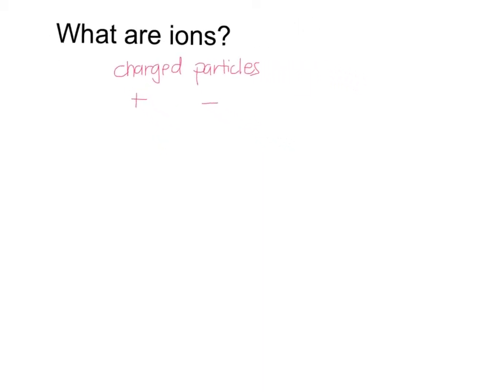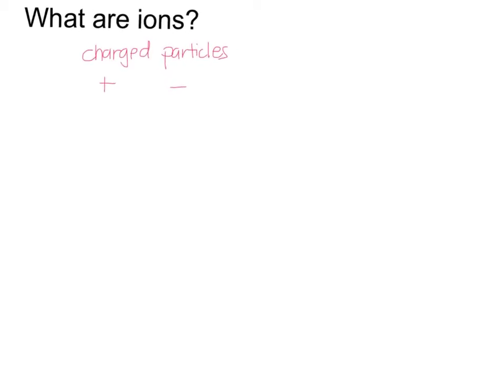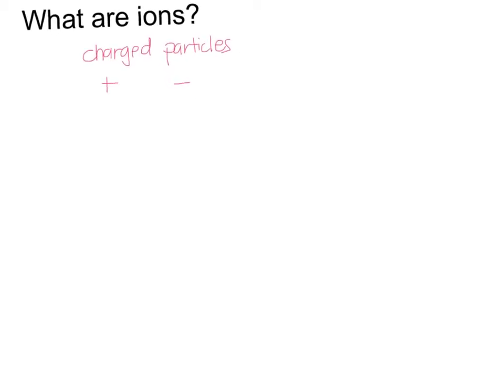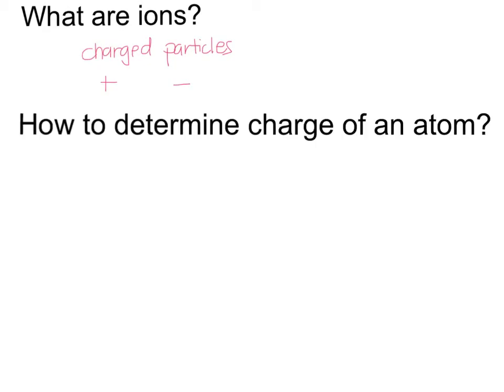So how do we determine an ion based on the number of particles in an atom? In order to do that, we have to talk about an element on the periodic table. So let's look at lithium. Okay, if we look at the periodic table, lithium has an atomic number of 4. Therefore, it has 4 protons and 4 electrons.